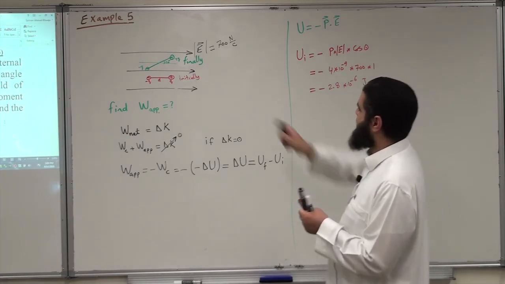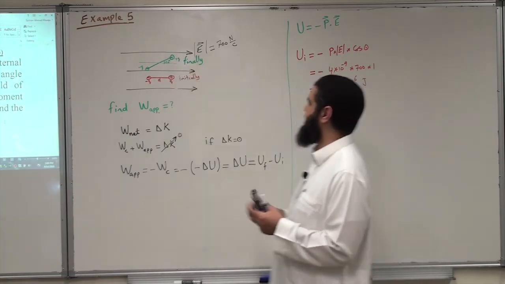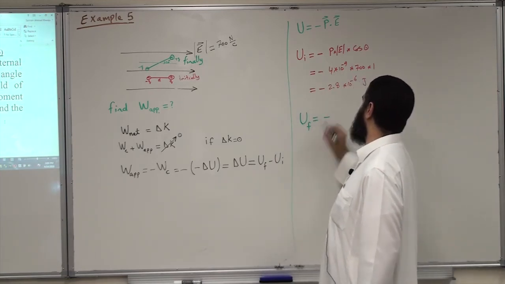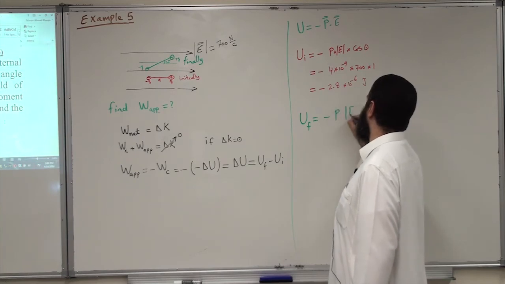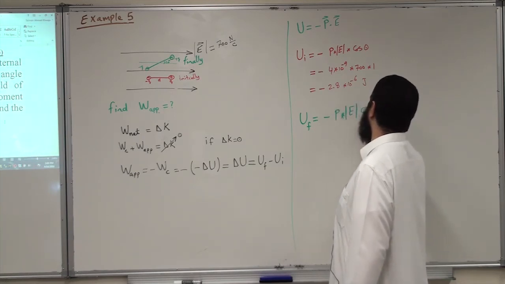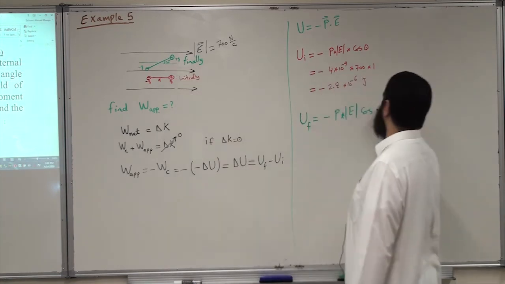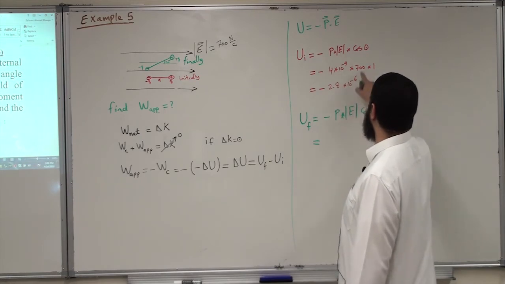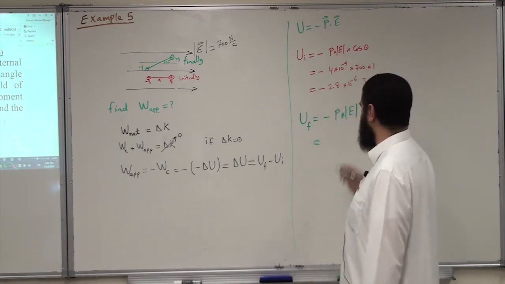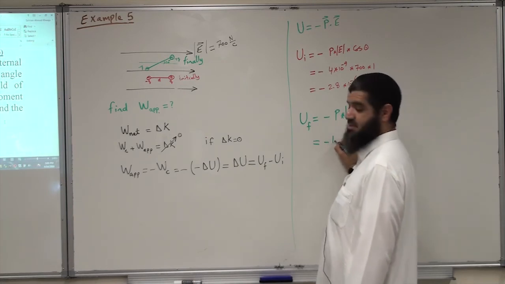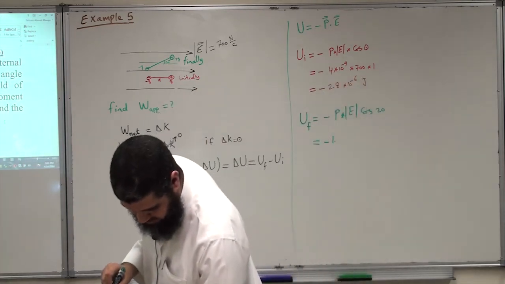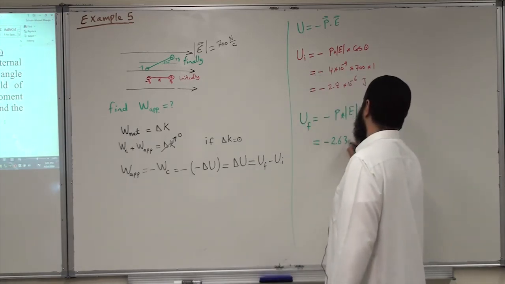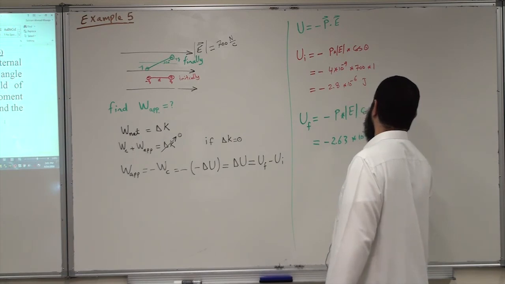For the final situation, which I have drawn in green, U final uses the same formula: minus P E magnitude, cosine of the angle between them, which is 20 degrees in this case. So this will be cosine 20. If you plug in the numbers, same P, same E, but now multiplied by cosine 20, you end up with minus 2.63 times 10 to the minus 6 joules.